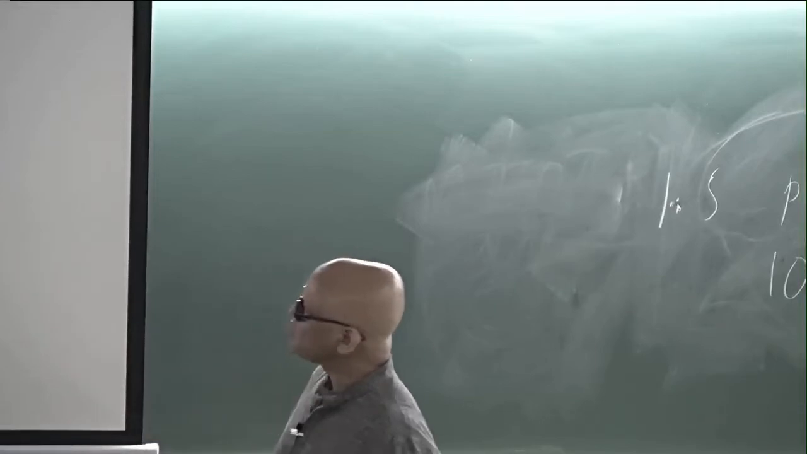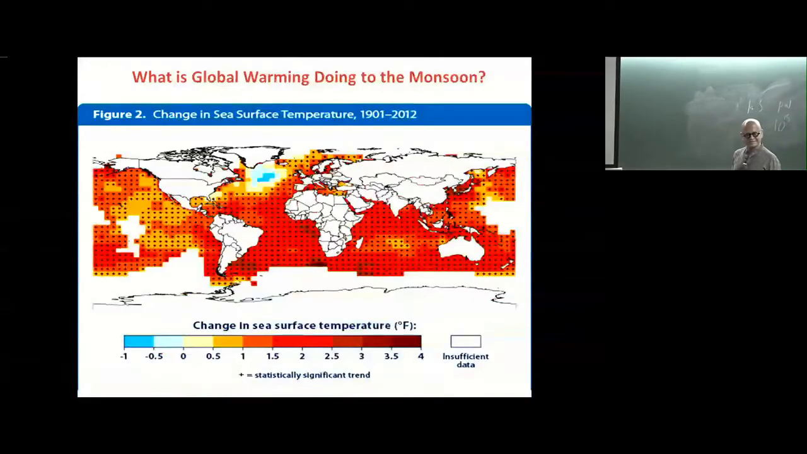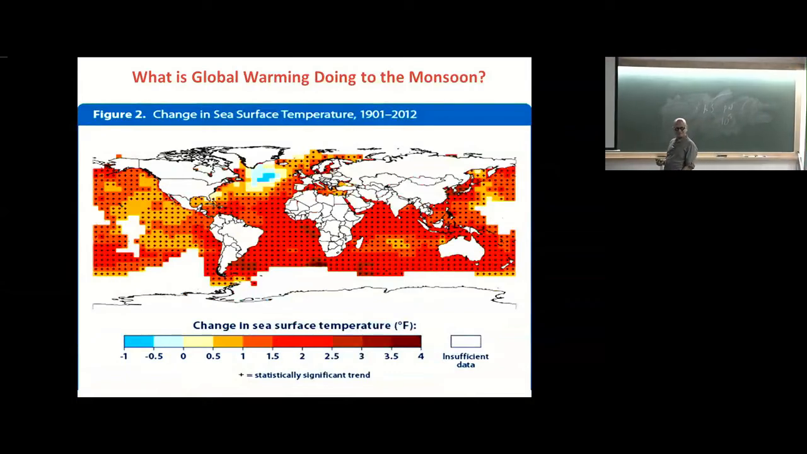What else can bring warm water into the Indian Ocean? Is there a bus at 12:30? We should let them go, or bus at 1? Anybody know? When is the bus?